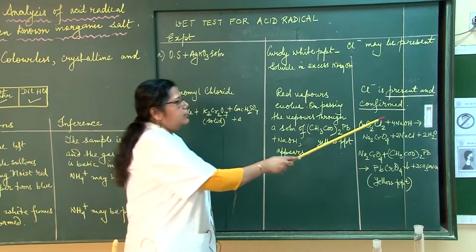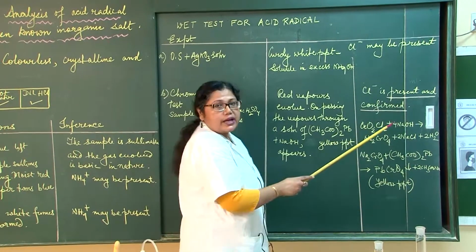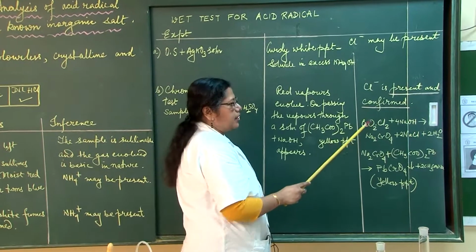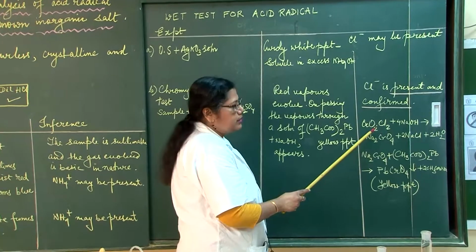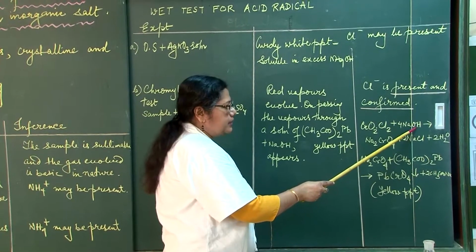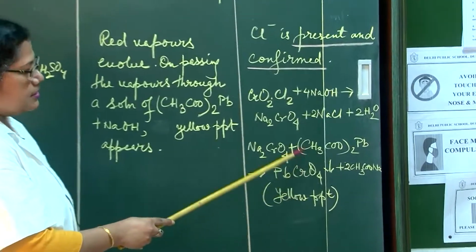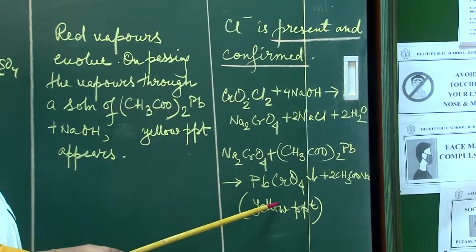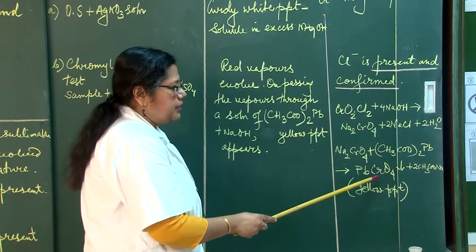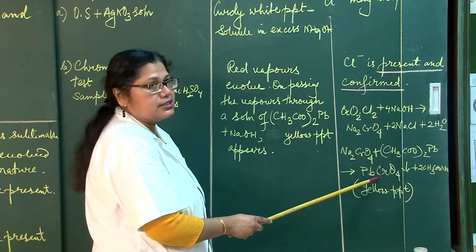Now, here you can see the reaction taking place to confirm chloride ion in the given sample. The gas evolved was chromyl chloride, CrO2Cl2. Now, this gas when passed through a mixture of sodium hydroxide with lead acetate solution, we are getting lead chromate, and this lead chromate appears in the form of yellow precipitate. The yellow precipitate that we have got while performing the test is lead chromate.